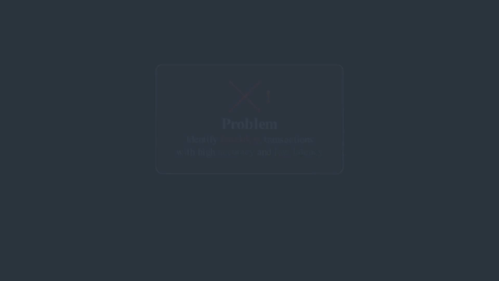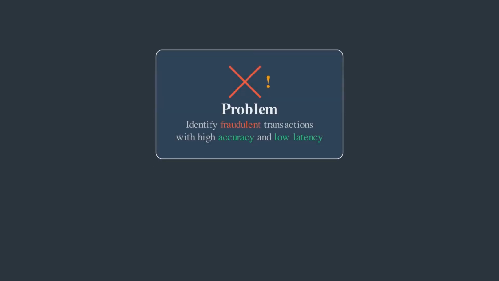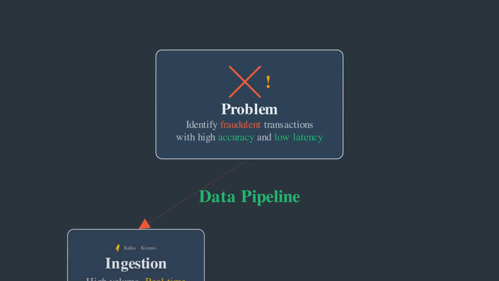Detecting fraudulent transactions in real time is a high-stakes ML challenge. Every millisecond counts. Problem: identify and flag potentially fraudulent transactions with high accuracy and low latency. Data pipeline ingestion: high-volume, real-time transaction streams. Storage: transaction details in a low-latency database for feature lookup and historical data in a data warehouse.